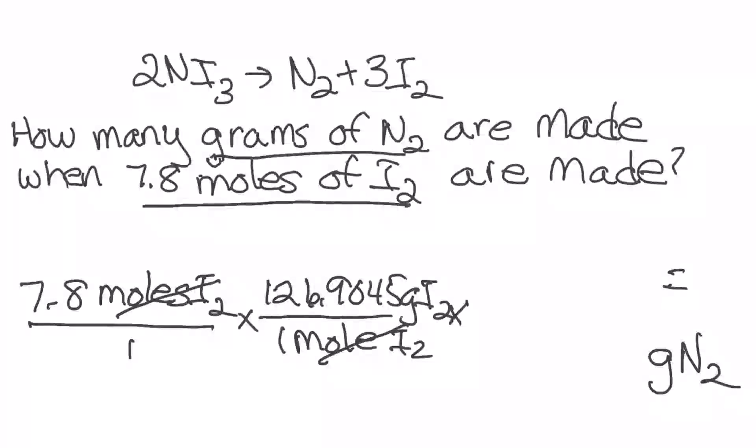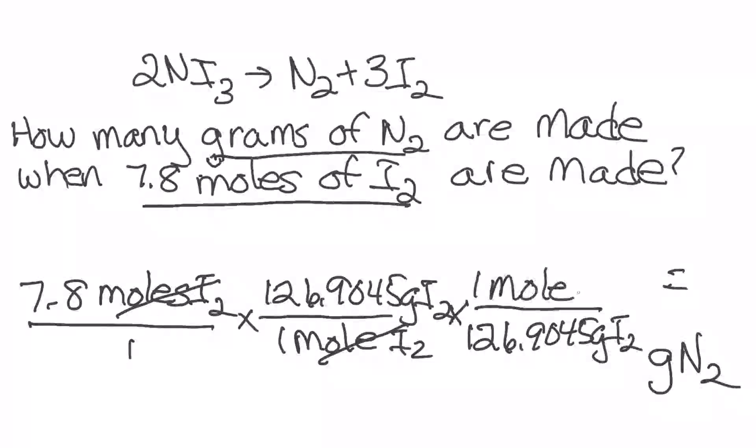So I need to cancel out grams of iodine. Well, where can I find grams of iodine? Well, I can find that off the periodic table. So I look iodine up, and I get 126.9045 grams of I2 for every 1 mole of I2. Oops! Look what just happened. I canceled it out, but I just repeated myself. I had grams of iodine here, grams of iodine here. I'm left with moles of iodine.